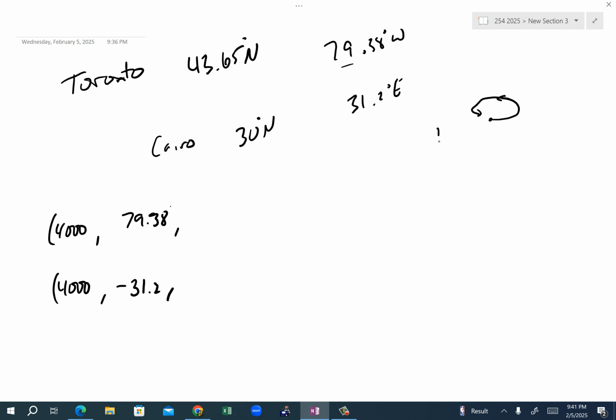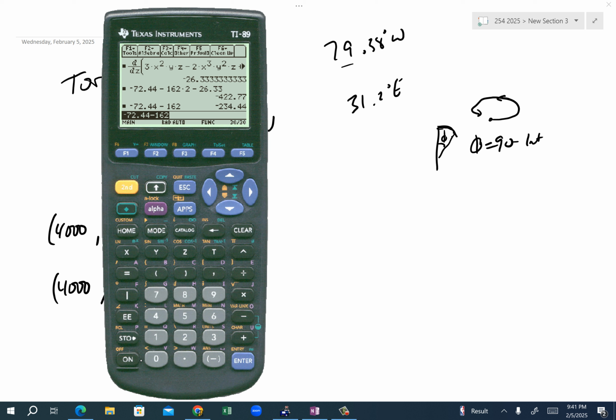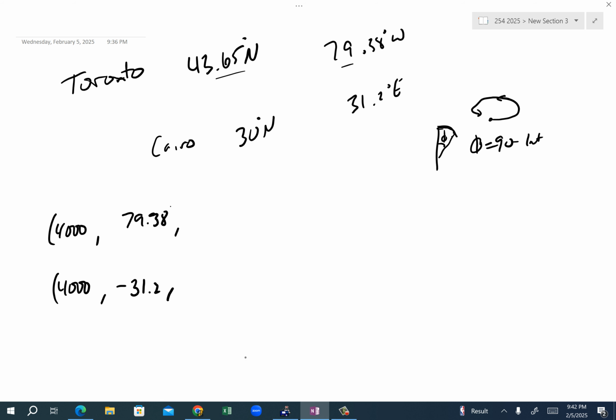And then phi is from the North Pole down, like so. So it's going to be phi is equal to 90 minus the latitude. Okay? So that's going to be 90 minus 43.65, so about 46.35 here. And then 90 minus 30 is 60 degrees here. Okay, boom, boom, boom, boom, and boom.